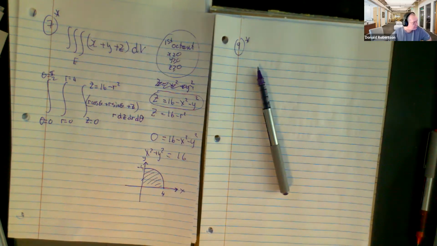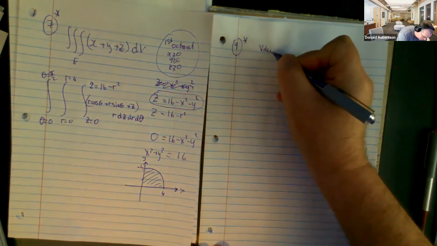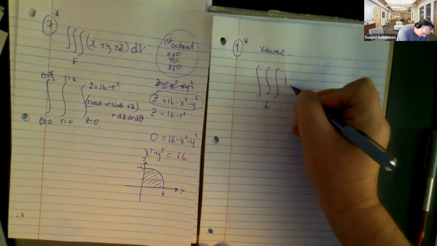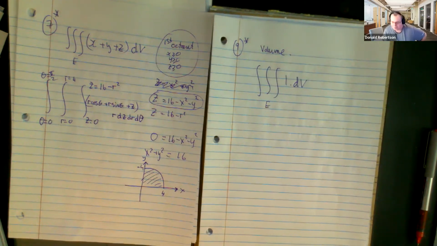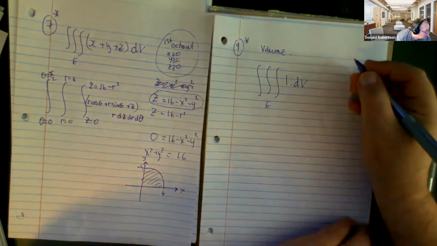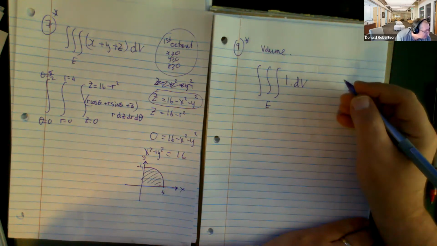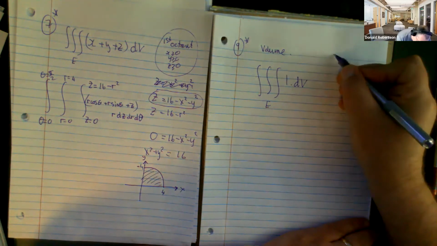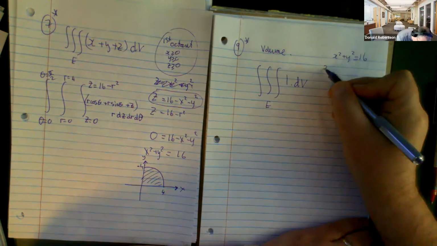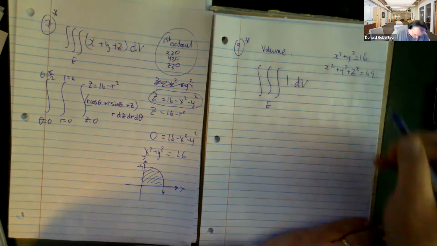So, question 9. Find the volume. When they say find the volume, doesn't that mean we're doing that? They don't mention that. They just say find the volume. But I know that's the triple integral, right? And we are looking at find the volume of the solid that lies within the cylinder, so that's x squared plus y squared equals 16, and a sphere, which is x squared plus y squared plus z squared equals 49.